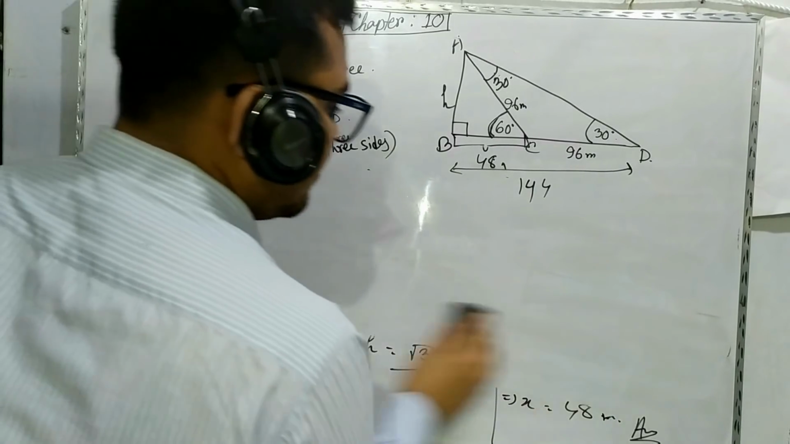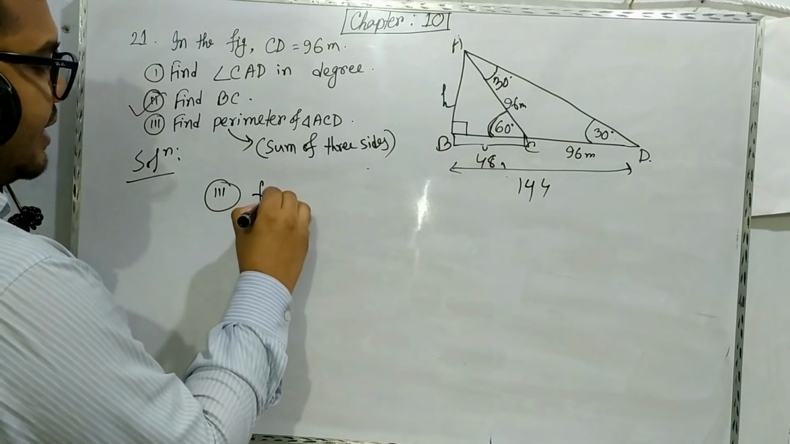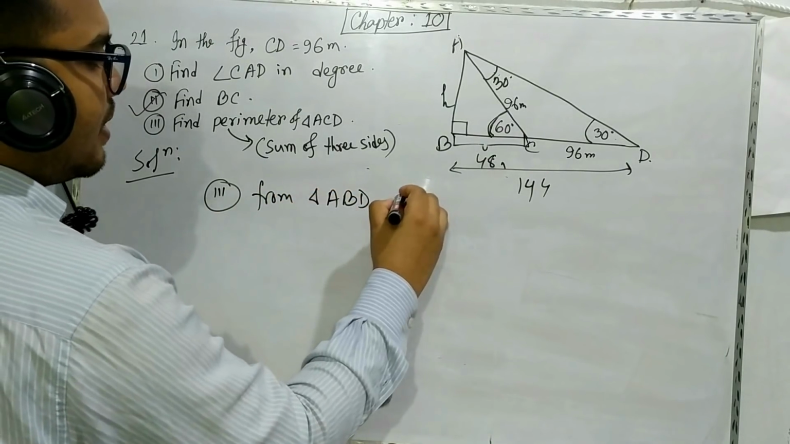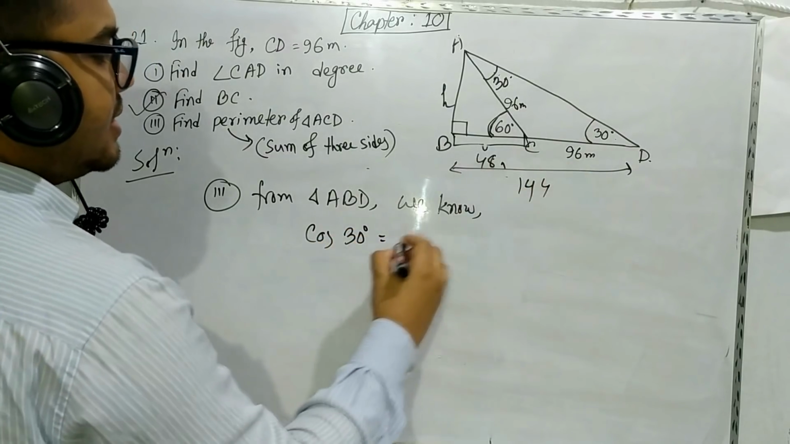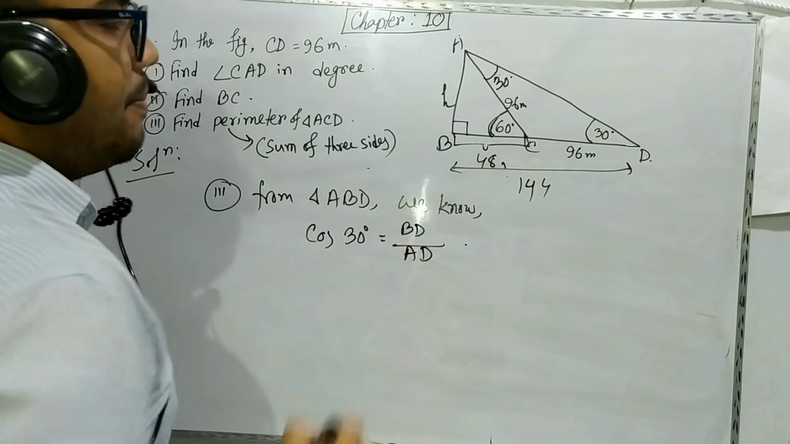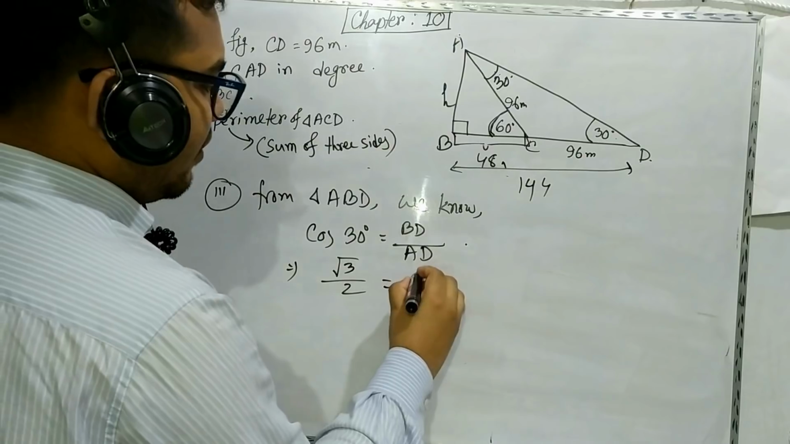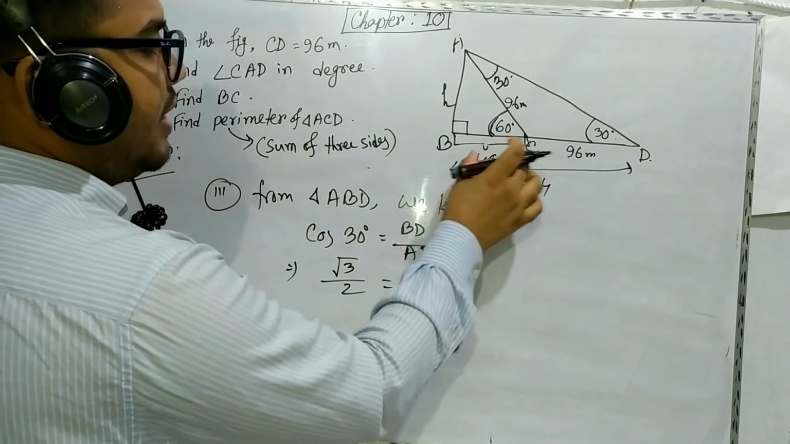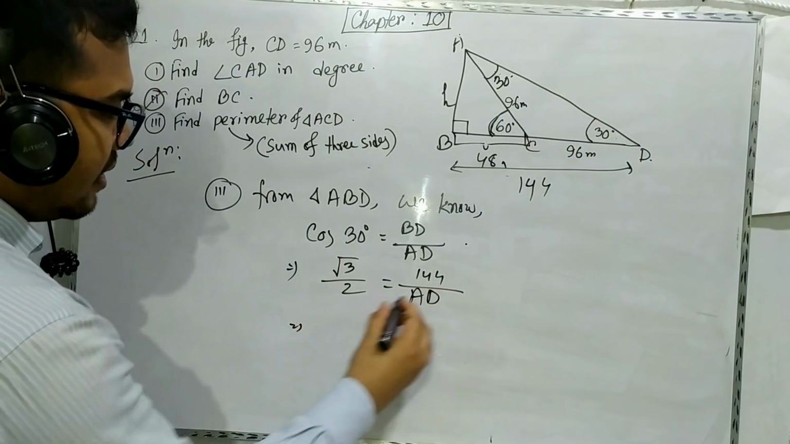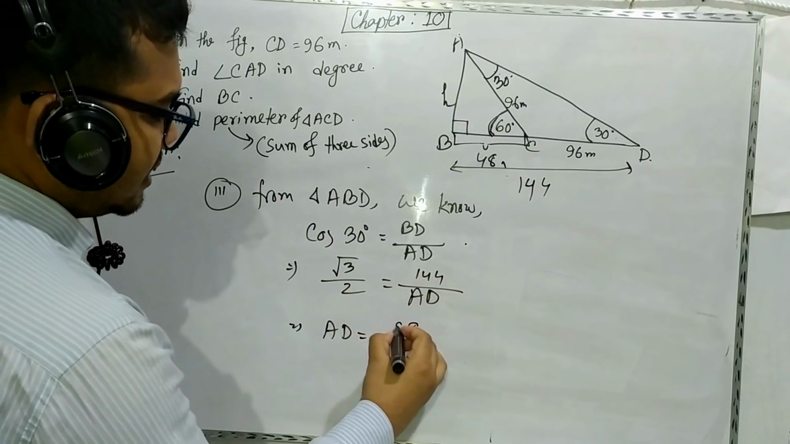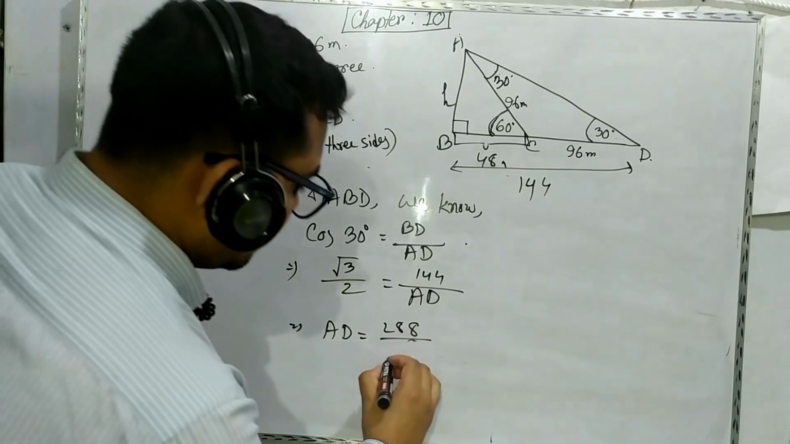Now number 3, talking about the perimeter. We have to find this part. You can write from triangle ABD, we know cos 30 degrees equals base by hypotenuse. Cos 30 is root 3 by 2, and BD we know is 144 because BD is the summation of BC and CD, 48 plus 96, divided by AD, which we have to find. Then we get AD equals 144 into 2, that is 288, divided by root over 3.